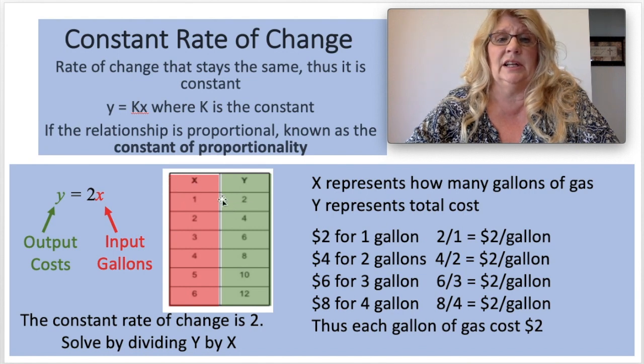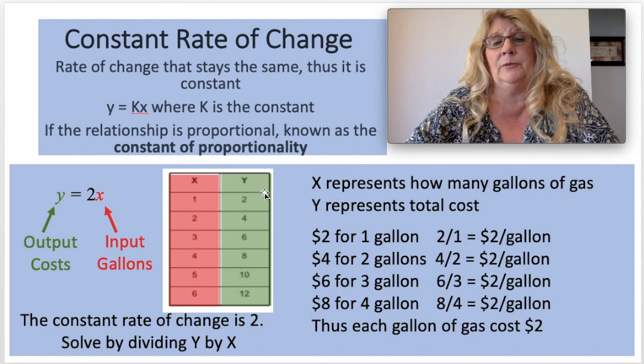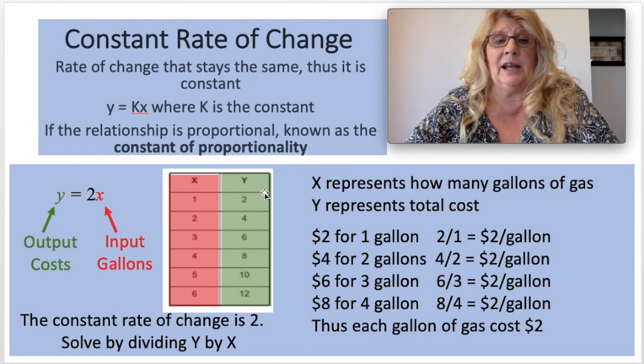It is constant. And we started at 0. We didn't have anything to start with. We didn't have to pay anything up front. So our first coordinates are actually 0, 0. And that's not shown on this chart. So it goes through 0, 0. And everything comes out to $2 per gallon. Thus, 2 is our constant rate of change, also known as our constant of proportionality.